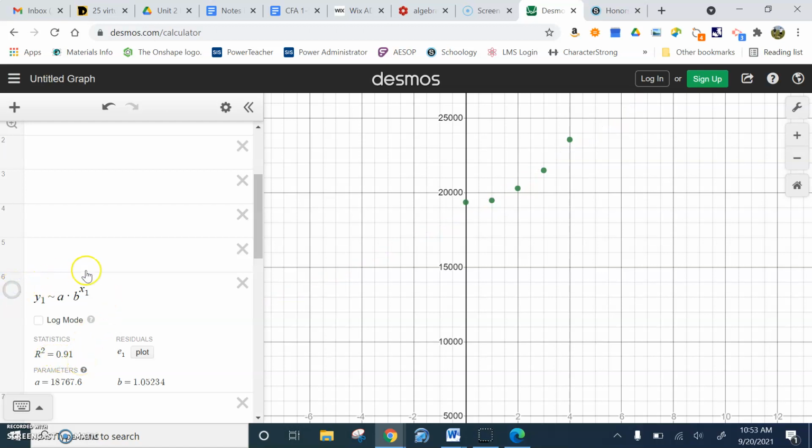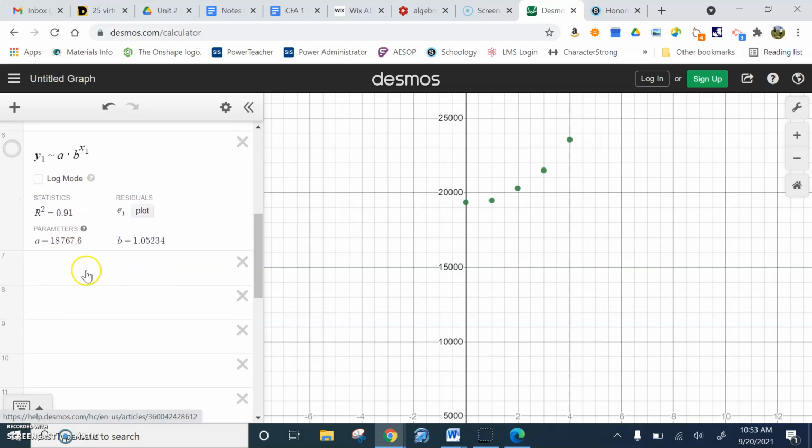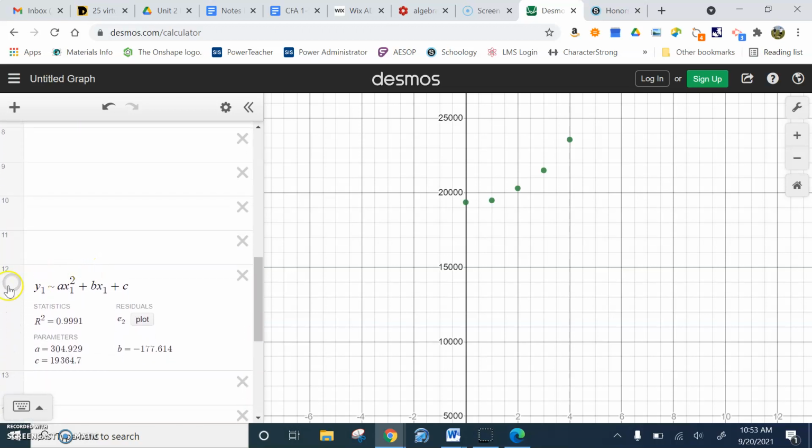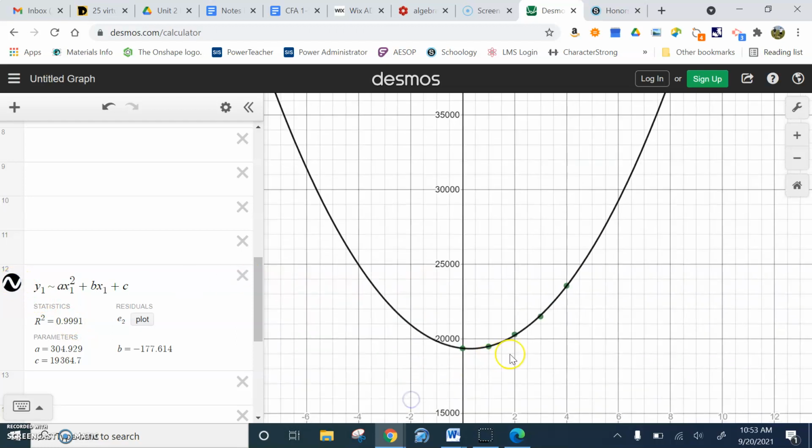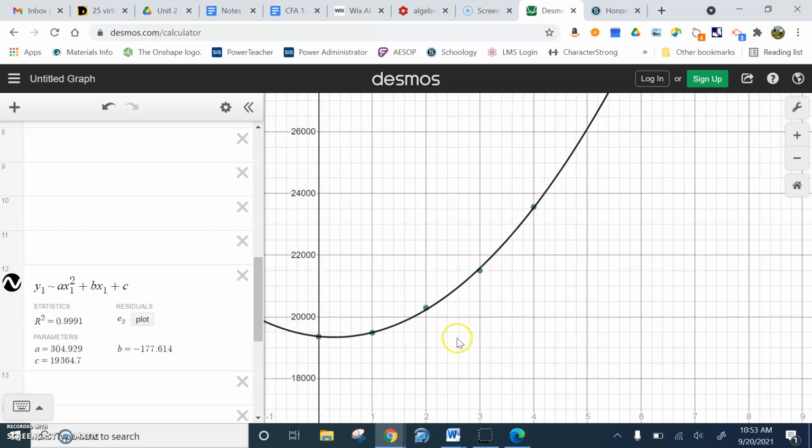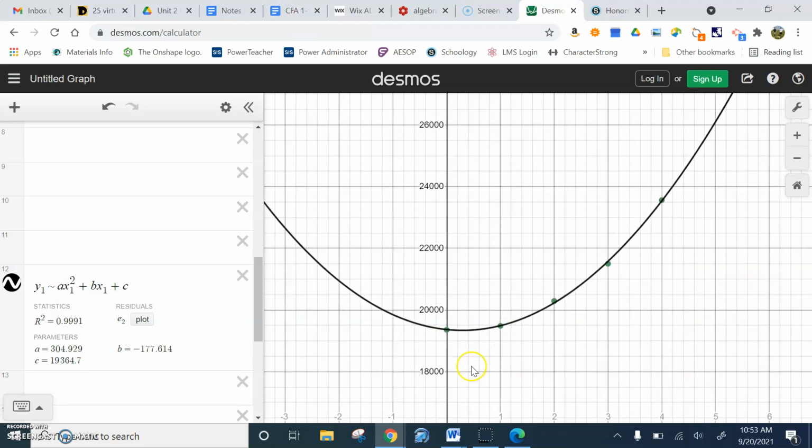So I'm going to turn that off for a minute. The other model, like I said, the quadratic, is here. So you type in y1 is approximately a times x sub 1 squared, plus b x1, plus c. So as you can see, the r squared value is already very, very high. I'm going to turn on that graph. If you look, that hits those numbers pretty well, like really well. So with that justification, I'm looking at an r squared value of 0.9991.